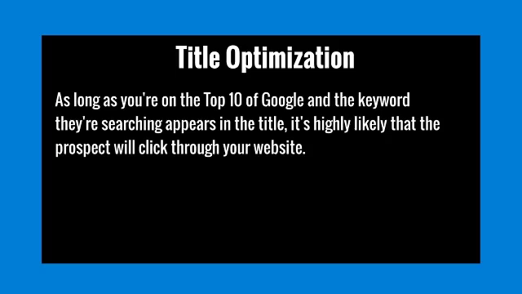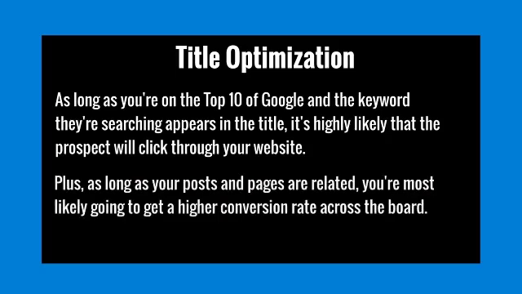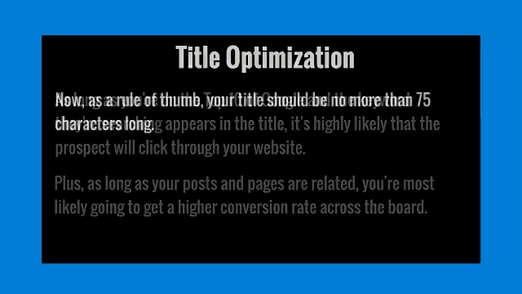What we've seen over the years is sometimes they'll have the title right, they'll have the URL structure right, but when people go to the content, it just doesn't make sense. So as long as you're congruent from the keyword to the title, to the post or page, to the content itself, to the call to action, to the product, everything is congruent from the beginning to the end, you're most likely going to gain the trust of the prospect, and you're most likely going to get the conversion. That's the most important thing. So as long as your post and pages are related, you're most likely going to see a higher conversion rate across the board, like I said earlier.